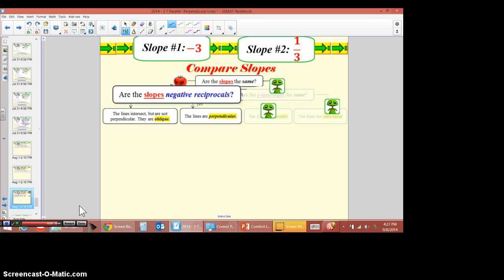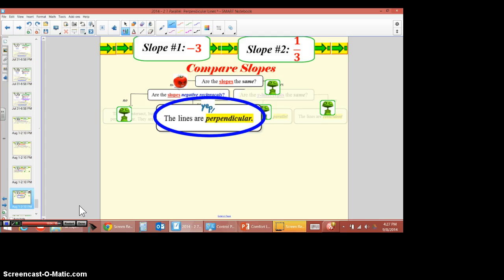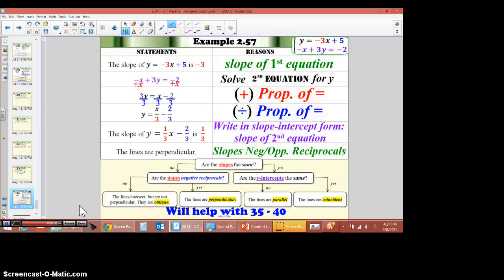You can see that if I flip them and change the sign, then I can say, yes, they are opposite reciprocals. And I can say, yes, the lines are perpendicular. That's a great way to figure out if the lines are perpendicular. Slopes are negative reciprocals, therefore they are perpendicular.